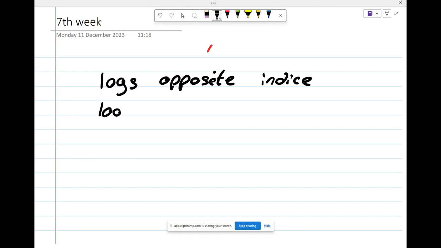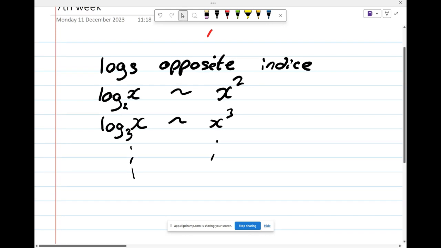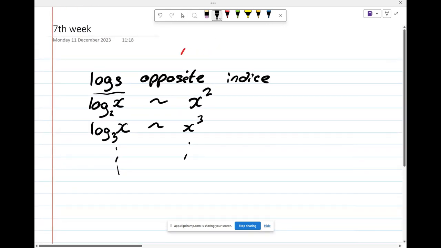So the log of something, x, is going to be the opposite of x to the power of 2, say. And that's log to the base 2. So log to the base 2 of x is going to be the opposite of x to the power of 2. And the same thing for log base 3 of x is going to be opposite to x to the power of 3. And you can keep going like that. Basically, this is how logs were defined. And that's how it was found.